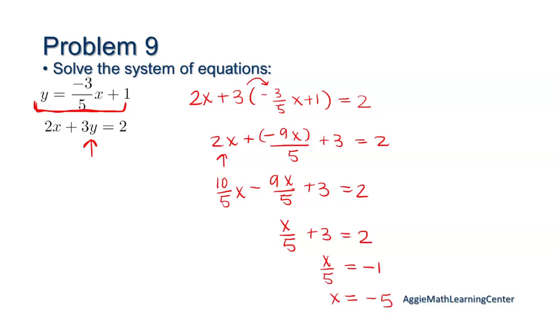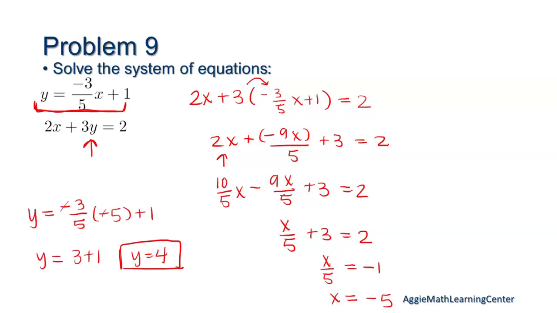Okay, so now that I have my x, I can just plug that into either one of them. Do you have a preference for which one we should plug it into? The top one. All right, let's do that. y equals -3/5 times -5 plus 1. The negatives cancel out, the 5s cancel out, 3 plus 1, so y equals 4.